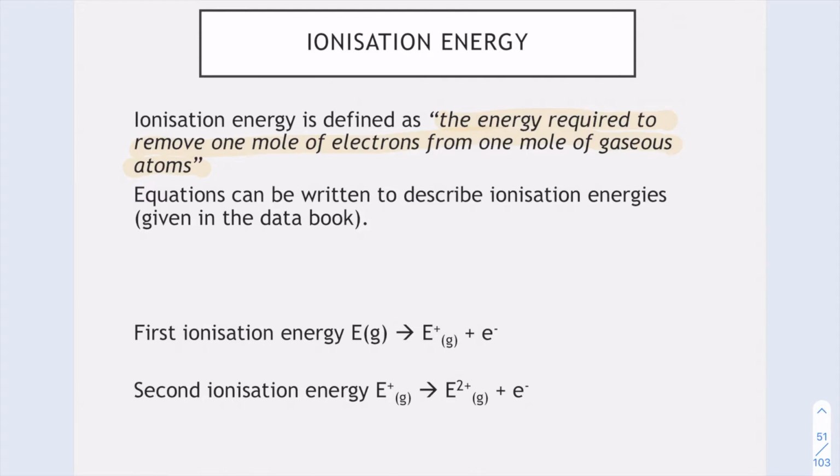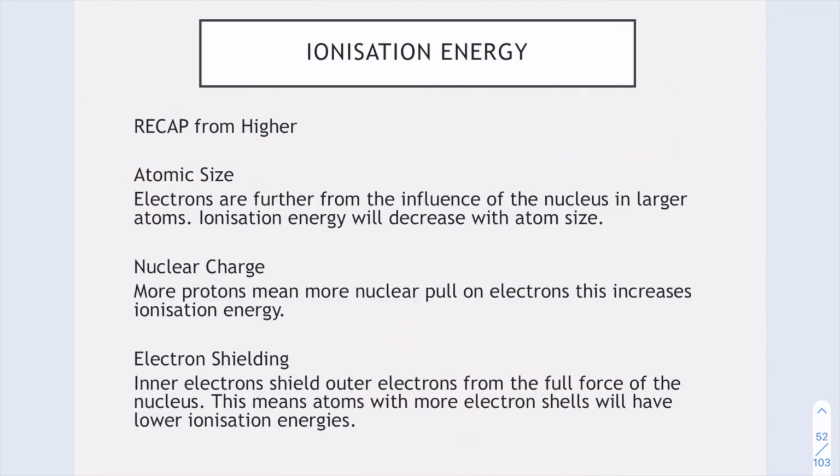And here's a couple of examples of what the first ionization energy looks like. So you've got your atom as a gas, and that's how you write your first one. And then with your second one, you're removing a second electron. Now this E(g) equation is in the data book, so you don't need to worry about memorising it. It is there for you to use as an example. So here are 3 examples of what you learn in Higher Chemistry.